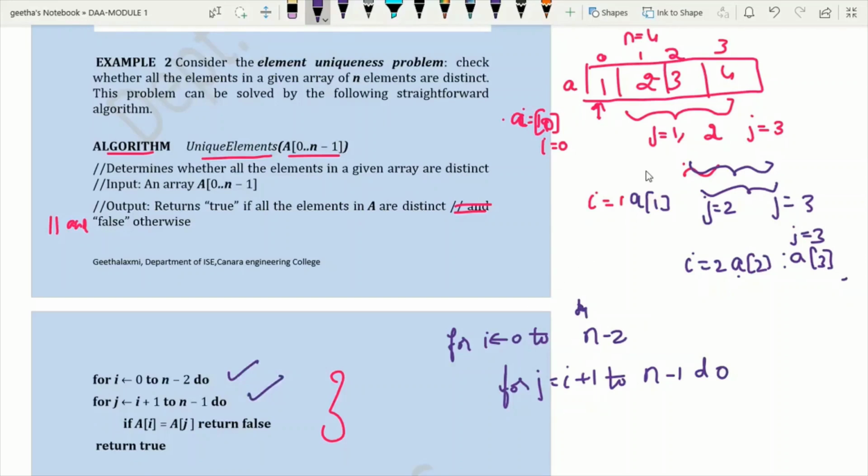And here, if in case any element is equal, then we can decide that it's not distinct, and we return false. If all the array elements are distinct, then it's going to return true. So if A[i] equals A[j], return false, else return true. If any of the array elements are equal, then you return false.